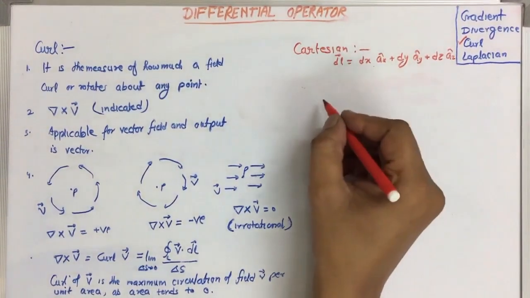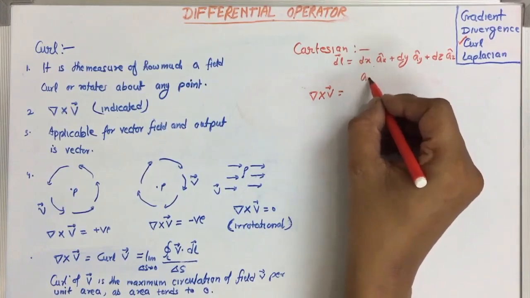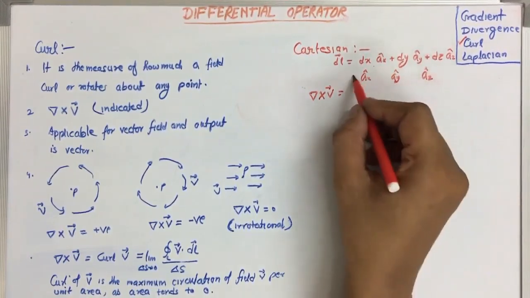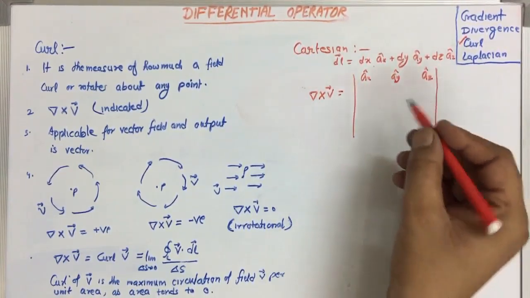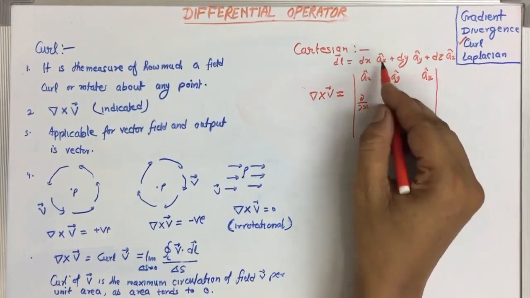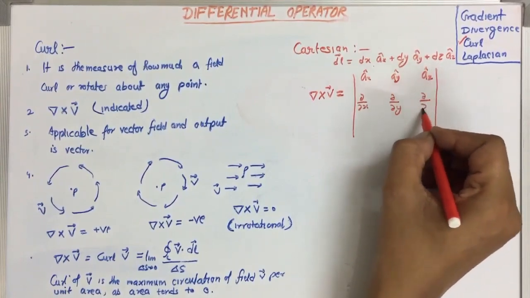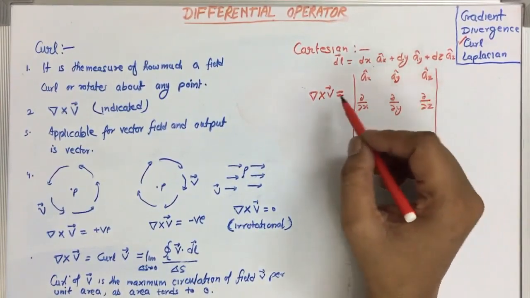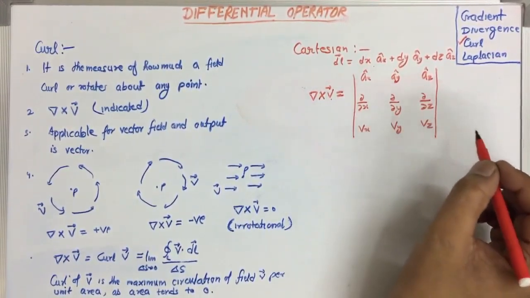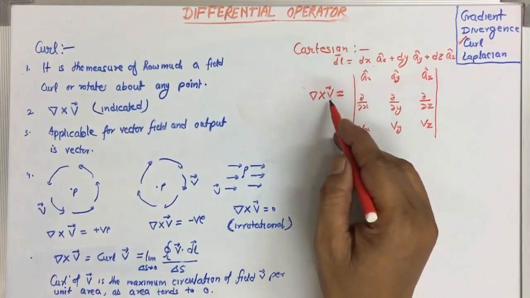Now the curl of vector V can be written as the determinant with unit vectors ax, ay, az in the first row, del over del x, del over del y, del over del z in the second row, and Vx, Vy, Vz in the third row. This cross product determinant will give us the curl of vector field V.